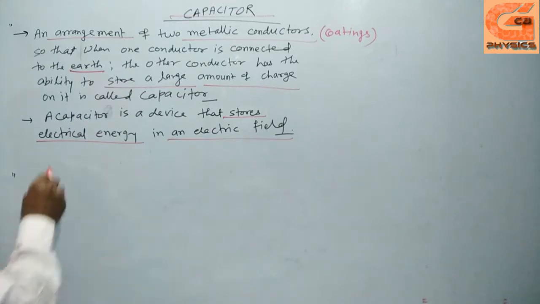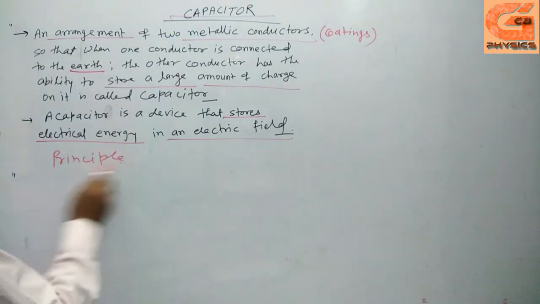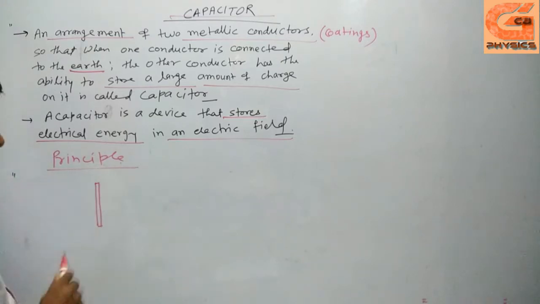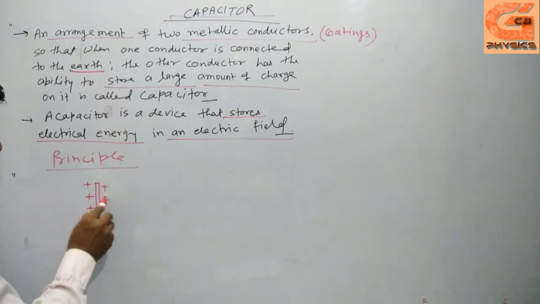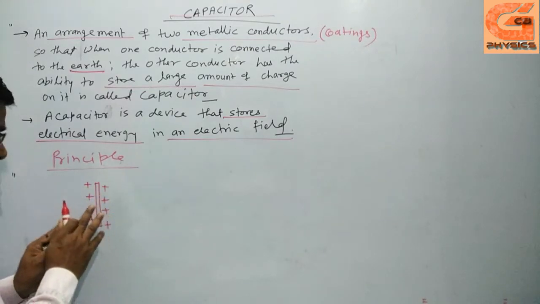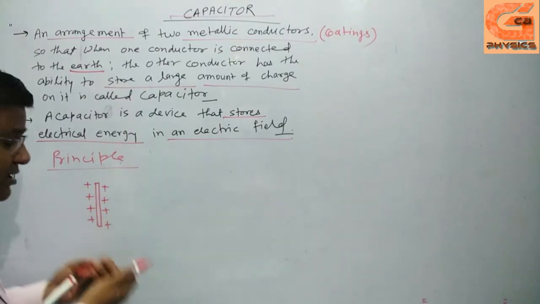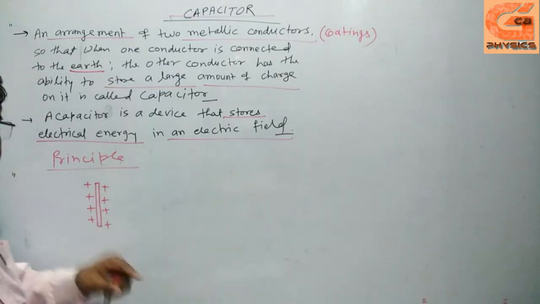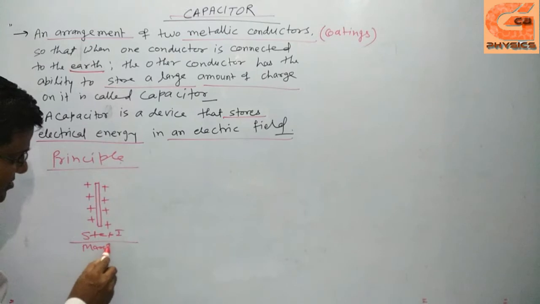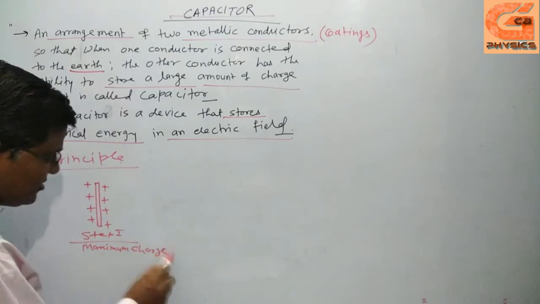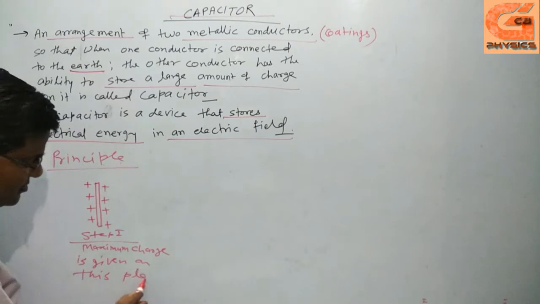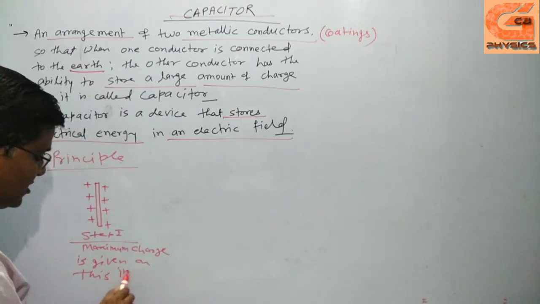Suppose you see here the principle of the capacitor, how it is made. First of all, an insulated plate is considered, and charge is given on it until fully charged. Fully charged means maximum value, no more charge can be added further. This is the maximum capacity of the charge to store. This is step one: maximum charge is given on this insulated plate.